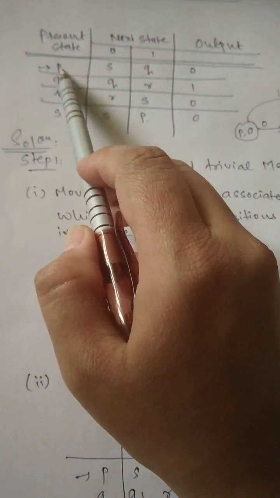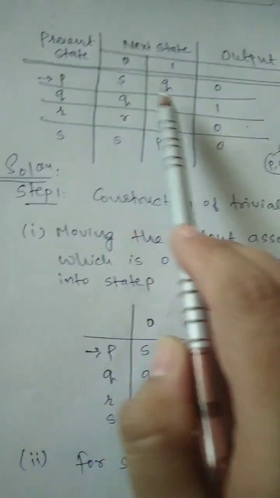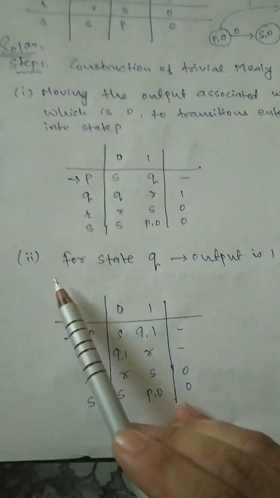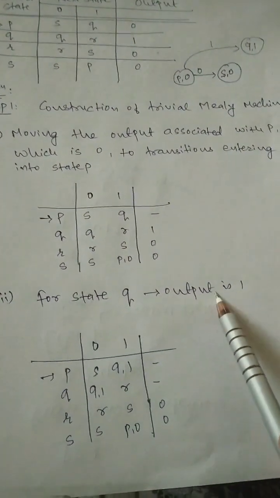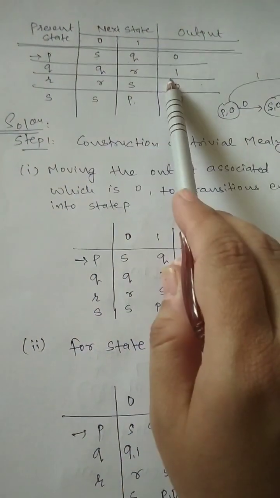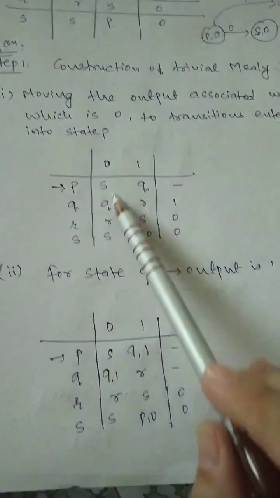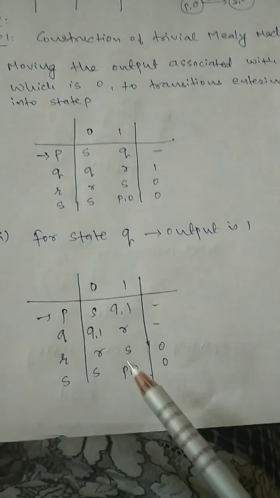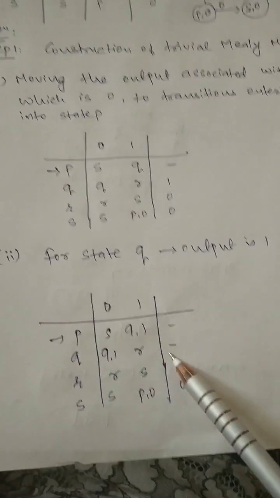One by one we will do the same step for all the states. First we have done this for P, now we will do it for the next state, that is for Q. With Q, the output associated is 1. That means the second sub part of step 1 is for the state Q, and the output associated is 1. That means in this table, wherever the Q is used, with the Q we have to associate the output as well. The output is 1. That means wherever the Q is used, here and here we will associate 1, and with the output we will make it as a null.